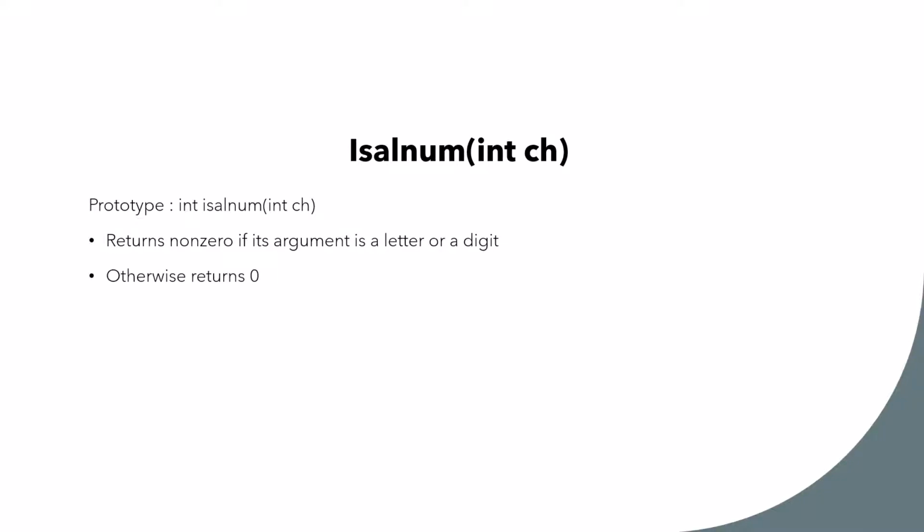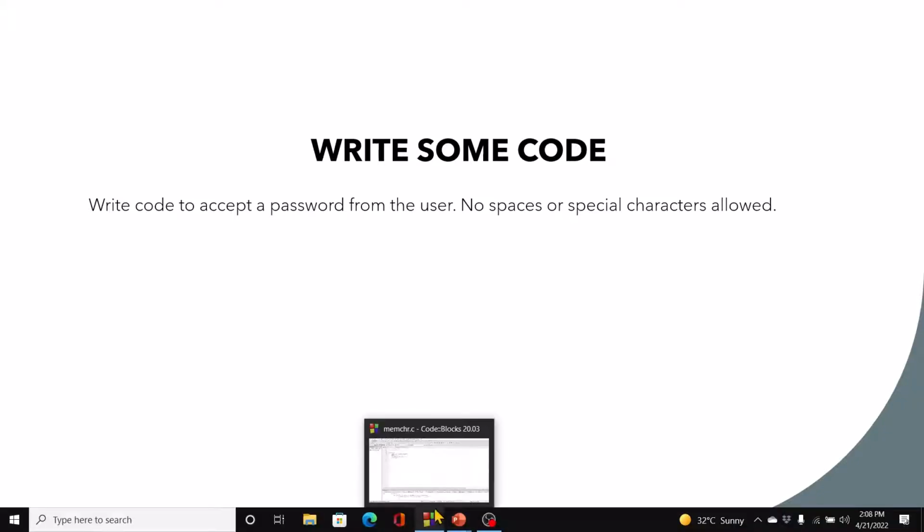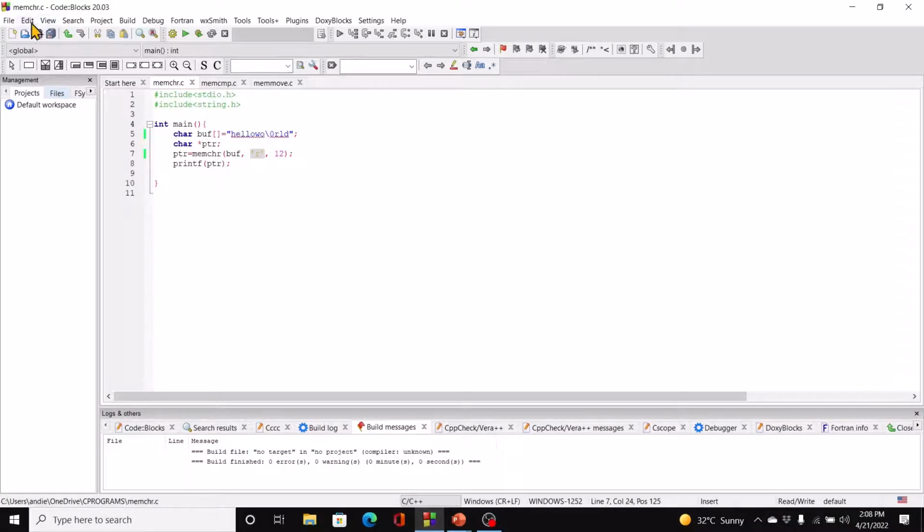Now coming to the first function, the prototype, as you can see, returns an integer, taking as argument an integer again. Right? It returns true if its argument is a letter or a digit, meaning if the character is alphanumeric. Otherwise, it returns false or 0. Write code to accept a password from the user. No spaces or special characters are allowed. So let's now go to Code::Blocks and we'll start a new file.